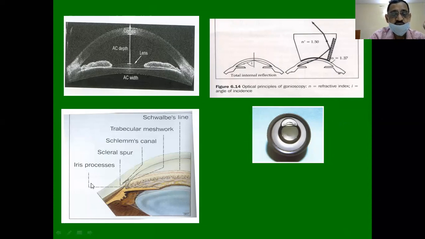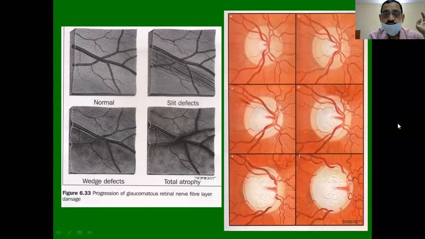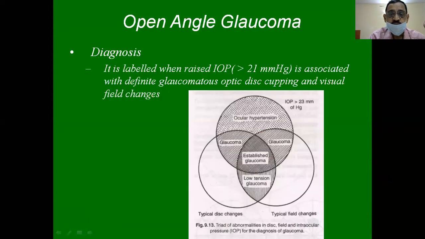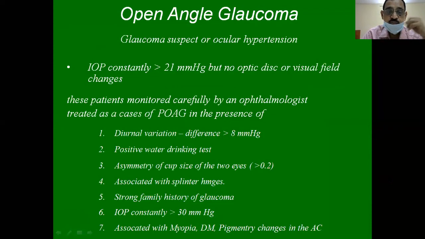And the various structures we see: iris processes, scleral spur, Schlemm's canal, trabecular meshwork, and Schwalbe's line. And these are various stages of glaucomatous cupping. This is normal and early. And finally, this is glaucomatous optic atrophy. The diagnosis is made when a rise in intraocular pressure is associated with definitive glaucomatous optic disc cupping and also visual field defects.